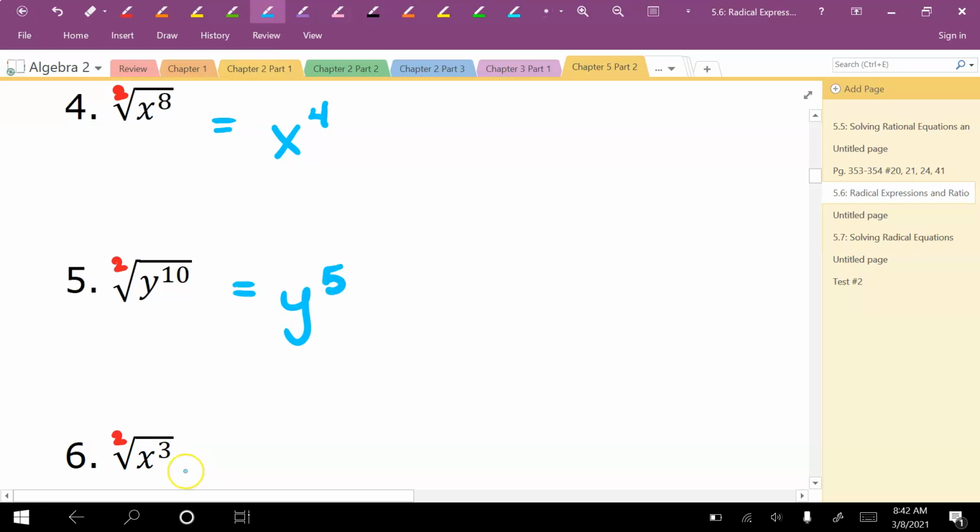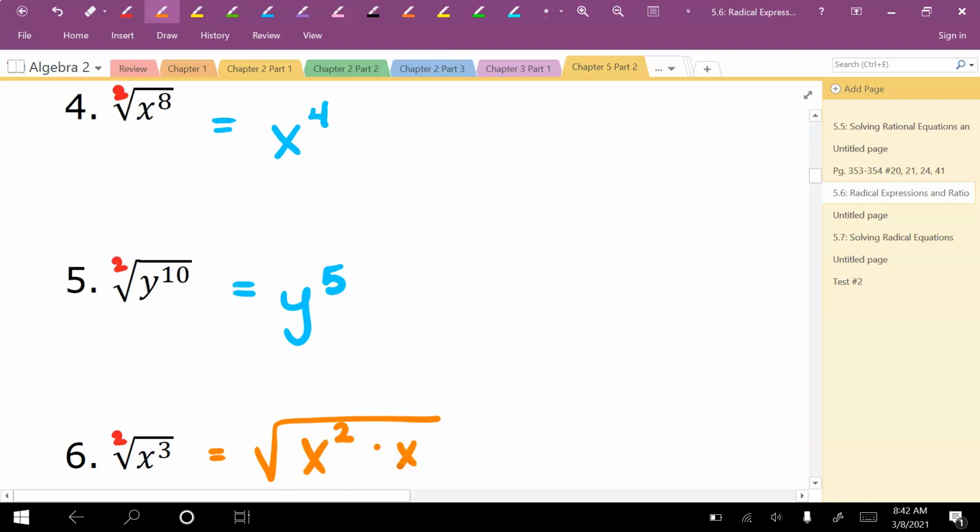Now when I look at 6, 3, I can't divide that nicely by 2. I would get a decimal. So remember, x to the 3rd means that you have 3 x's. You have x times x times x. So to help me out, I'm going to split my x to the 3rd apart. I'm going to take one of my x's away, and write it as x squared times x.